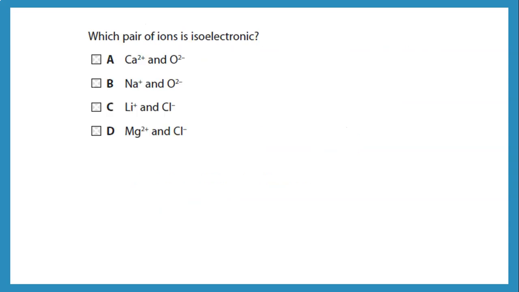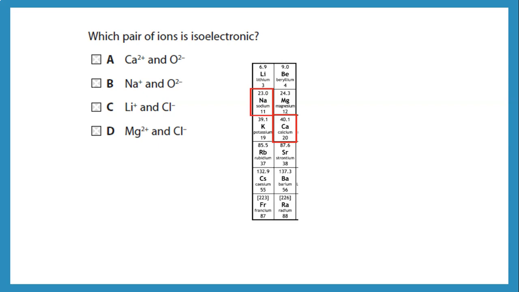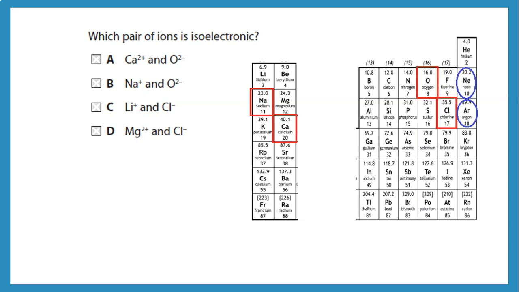Which pair of ions is isoelectronic? Again, the word isoelectronic means they have the same number of electrons. So which of these have the same number of electrons? If I have calcium 2 plus, calcium originally has 20. 2 plus means it lost 2 of them, so that's 18. And oxygen 2 minus has the same electron configuration as neon because it gains 2 electrons and it becomes 10. So these are not isoelectronic.